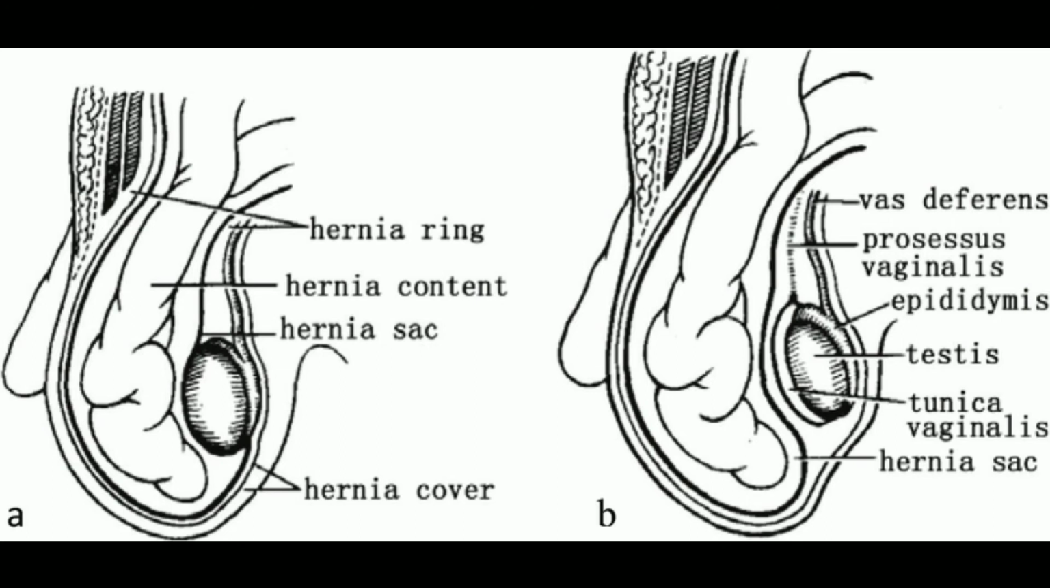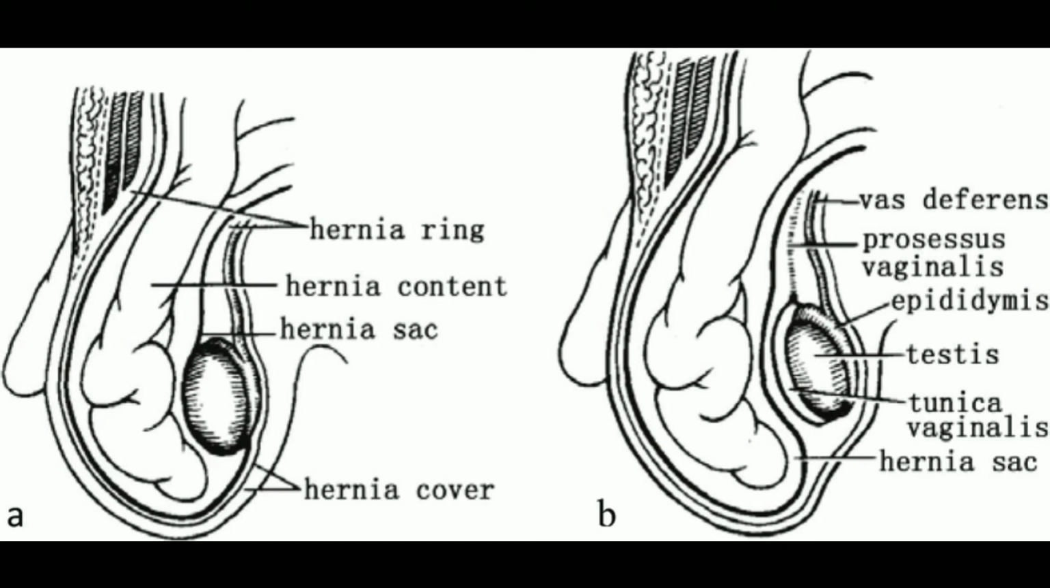A represents direct hernia and B represents indirect hernia. Now, coming to A, direct hernia, it occurs through the posterior wall of the inguinal canal. Mainly it occurs at Hesselbach's triangle. Now we'll talk about it later. Now the layers, the coverings of the direct inguinal hernia.